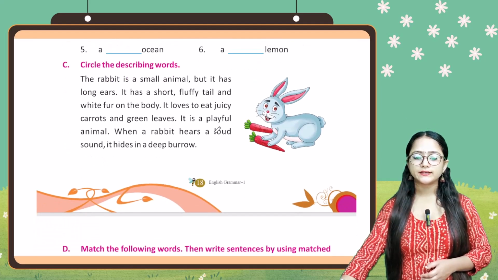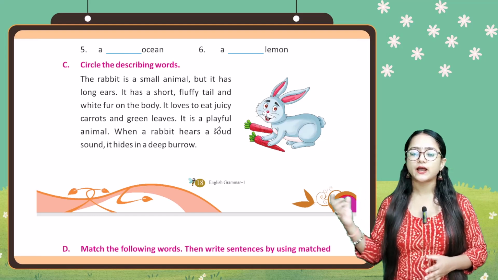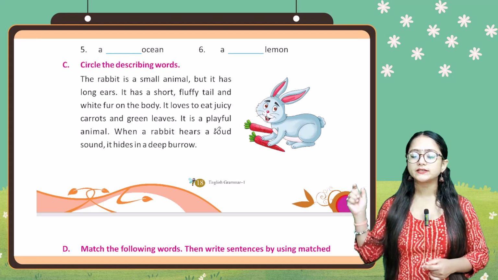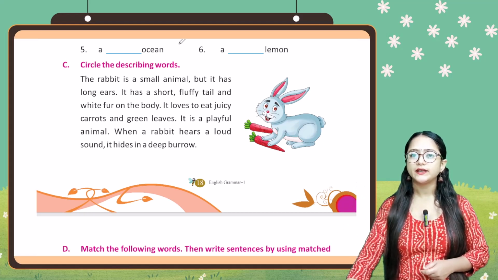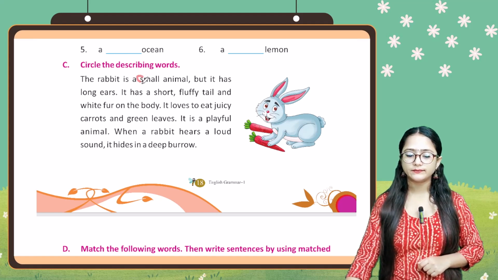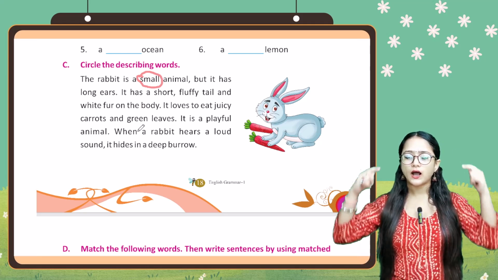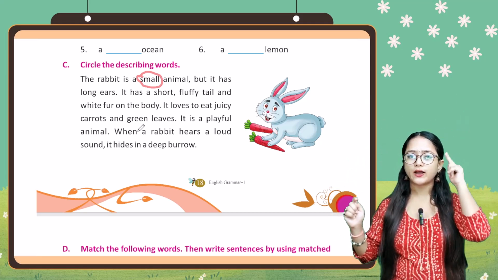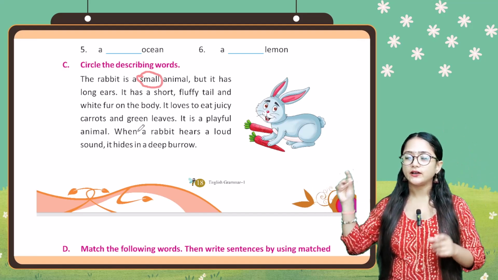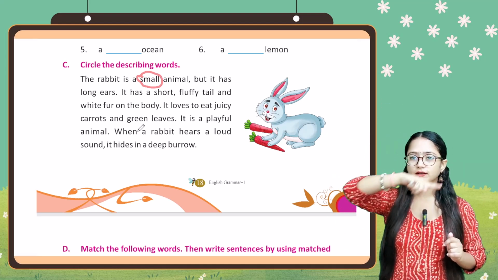Now the next is circle the describing words. So here you have to circle the describing words. First I am doing one for you as an example. The rabbit is a small animal. So how is that rabbit? He is a small animal. So you have to circle small. Next it is saying, but it has long ears. So how are those ears? Long. So you have to circle the word long. It has a short fluffy tail. How is the tail? Fluffy. Short and fluffy. So you have to circle fluffy.